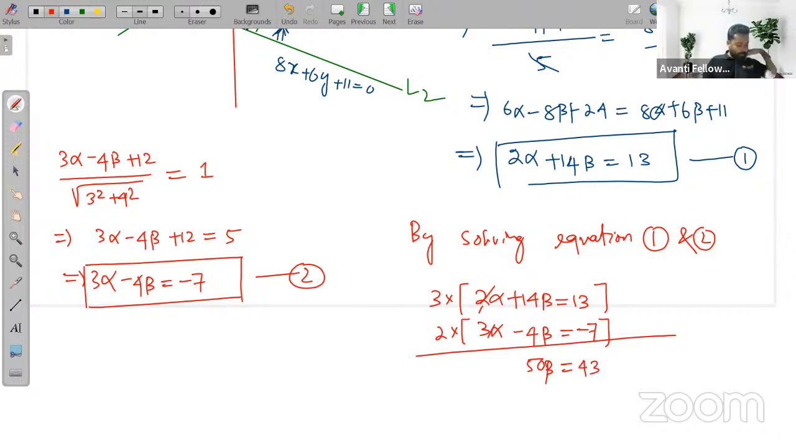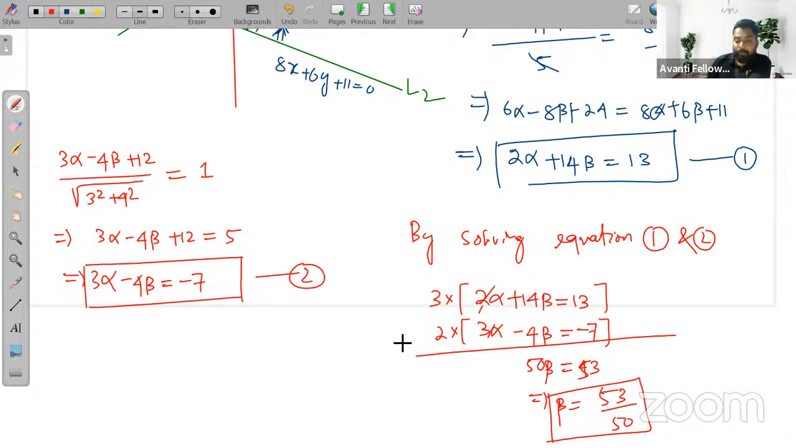Okay, so 43, right? By solving, we are getting 43. 39 plus 14 is 53. Okay, so beta is equal to 53 by 50. Clear? So the value of beta you are getting is 53 by 50.